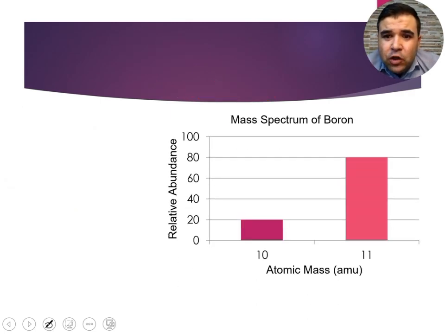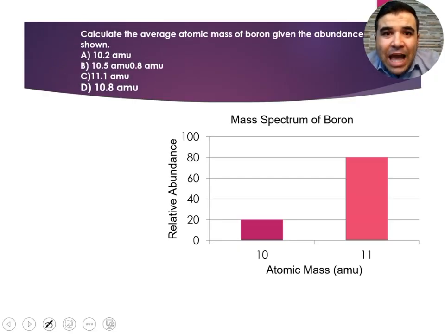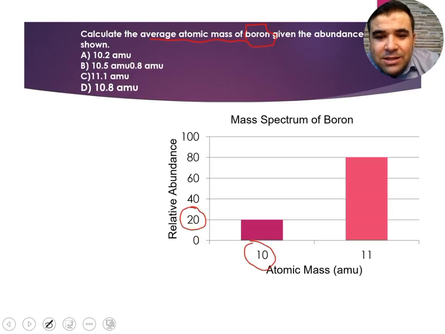For the given graph, let us answer this question. Calculate the average atomic mass of boron given the abundance shown. As we have done for the previous one, we should multiply the abundance by the masses.